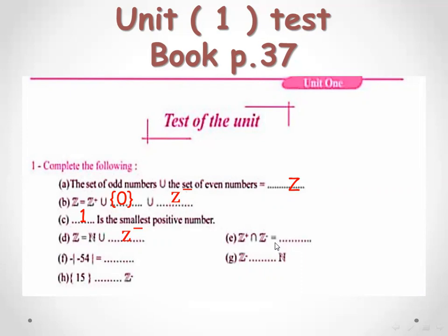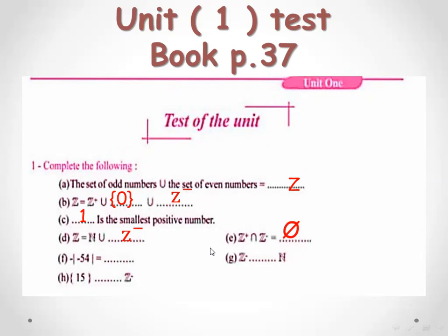Z positive intersect Z negative. Intersect means the common elements between them. What is common between positive and negative numbers? Yes, excellent. You have no common number. So the answer is going to be empty set.